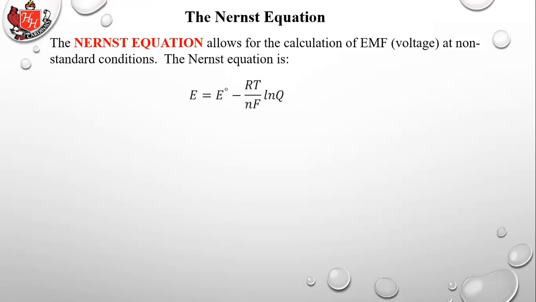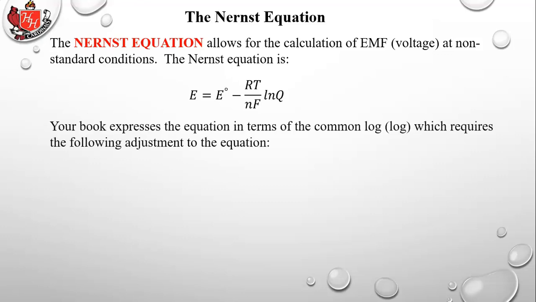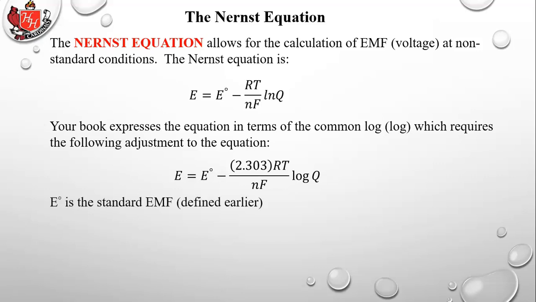So here's the Nernst equation. Now we're going to do a little bit of math here that you don't really need to know. What you want to know is this final equation, but that's the Nernst equation. Now generally most books, including your textbooks, convert that. So let me read this. Your book expresses the equation in terms of the common log, which requires the following adjustment to the equation. You have to put that 2.303 in there in order to change from natural log ln to common log. Okay, so that's the first adjustment they're going to make. So the E° is the standard EMF defined earlier.